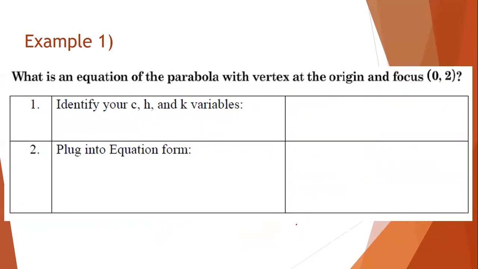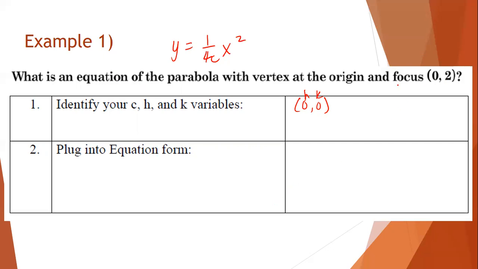So first thing here, it says, what is an equation of a parabola with a vertex at the origin and the focus (0, 2)? Okay. So we're working with a parabola that has a vertex at the origin. So that means that the equation that we're using is y equals 1 over 4c times x squared. Okay. And so easy thing here is that our vertex is going to be (0, 0) because it's at the origin. So that's why we don't have to plug in h and k. But we need to solve for our c.